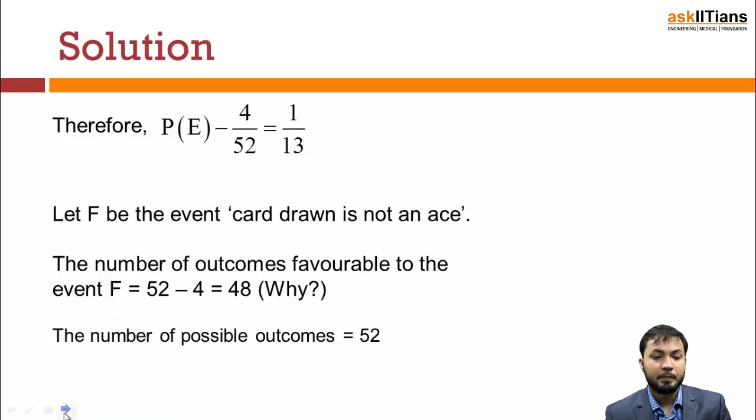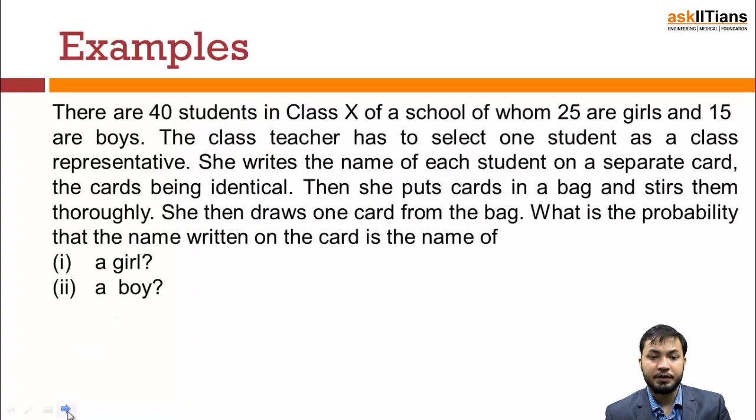Now the next example. There are 40 students in class 10th of a school, of whom 25 are girls and 15 are boys. The class teacher has to select one student as a class representative. She writes the name of each student on a separate identical card, puts the cards in a bag and stirs them thoroughly. Then she draws one card from the bag. What is the probability that the name written on the card is of a boy or a girl?